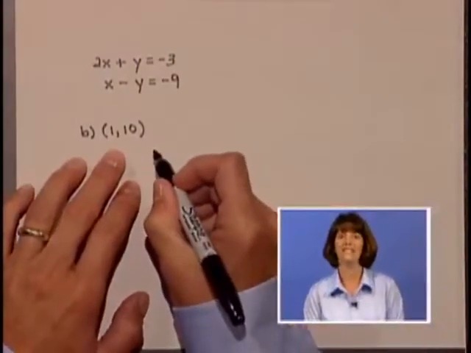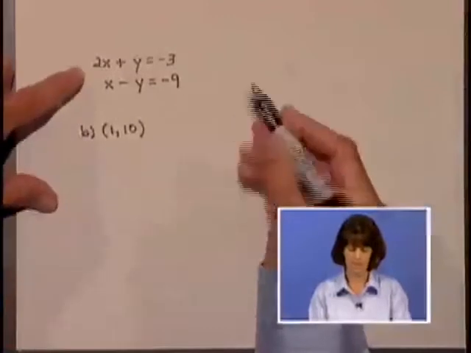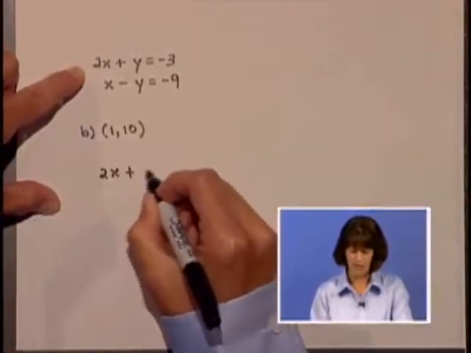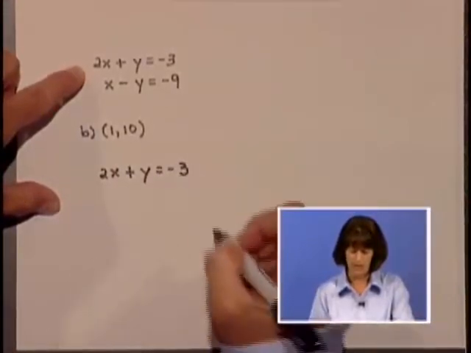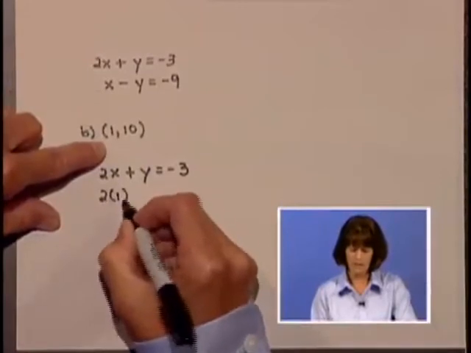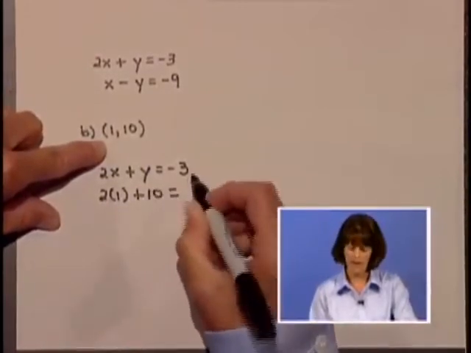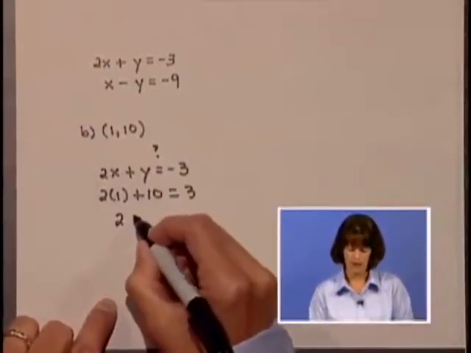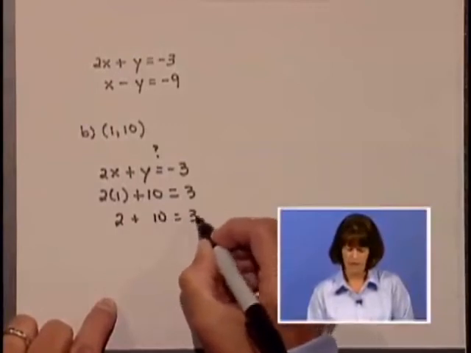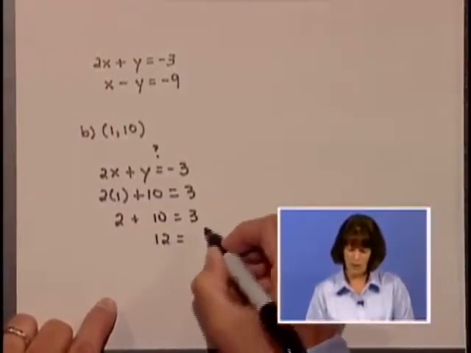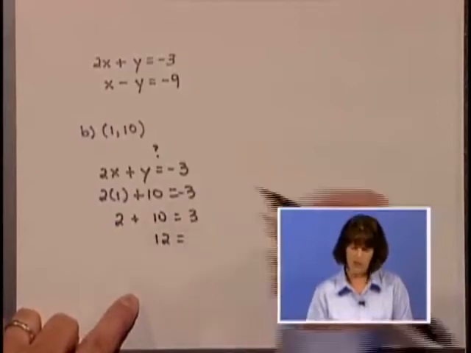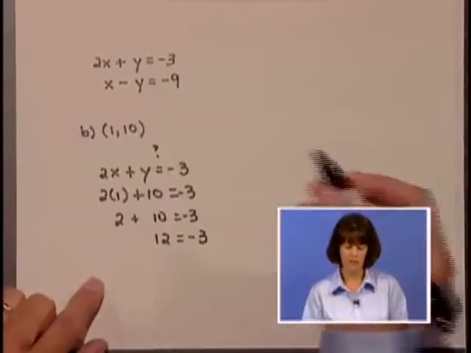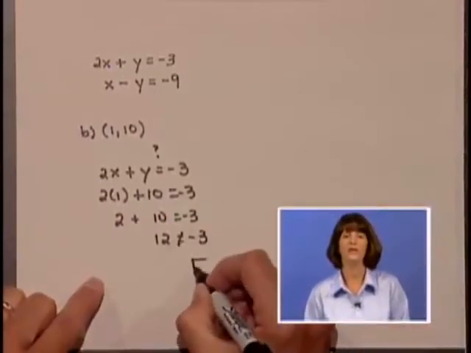Let's determine if the point (1, 10) is a solution to this system. By substituting the values for x and y into this first equation, 2x plus y is equal to negative 3, 1 in for x, and 10 in for y, is this indeed a true statement? On the left, we've got 2 plus 10. This is not going to work, as we have 12 is equal to, I lost my negative sign, I'm going to go back and pick it up. We have the statement 12 is equal to negative 3. That is not true. This is a false statement.